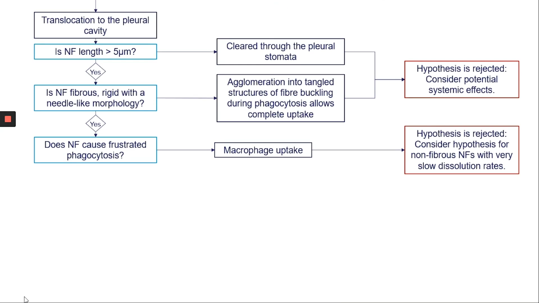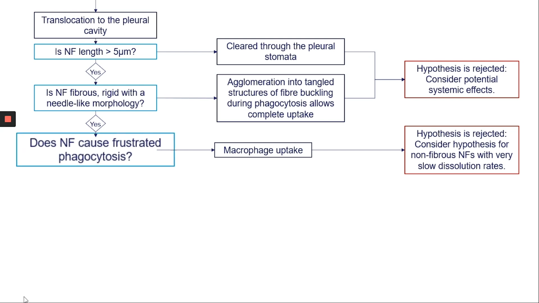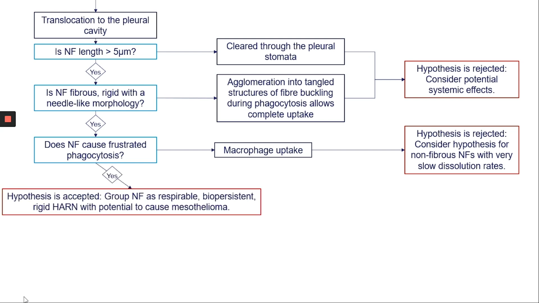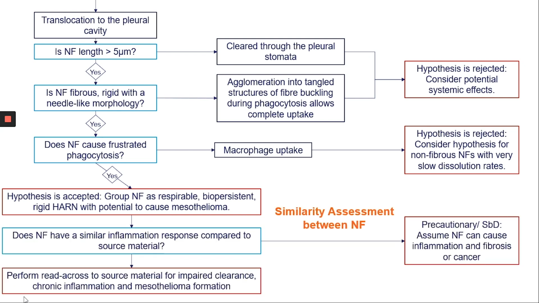The decision node may be defined by a single characteristic, such as length or rigidity, or a combination of endpoints which contribute to an overall effect. For example, frustrated phagocytosis, which may require a battery of tests or assays to answer. The IATA can support the inclusion of a HARN into a group, and from here, a similarity assessment between group members can support the grouping decision that members of this group may pose a similar hazard, and this can go on to form the basis of a read-across argument.